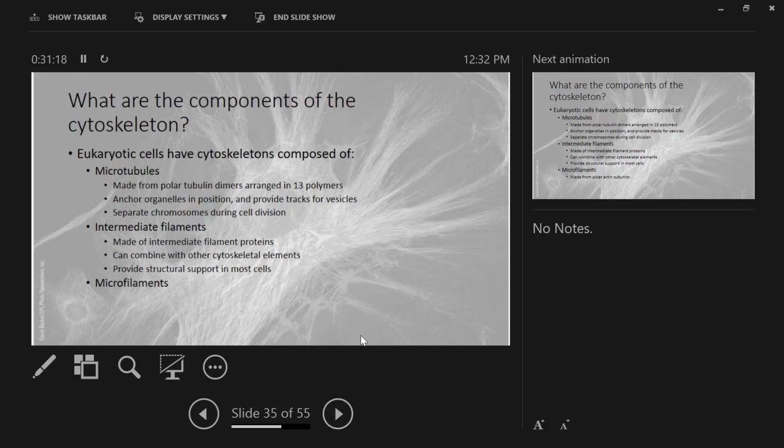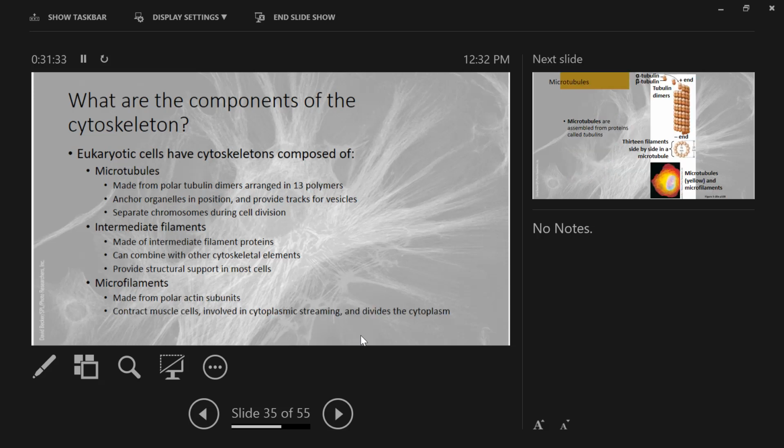And then the last type, microfilaments. These, like microtubules, are made from a single protein type. They're made of actin instead of tubulin. And these function in a number of ways. They contract muscle cells. They're involved in moving a cell using what are called pseudopodia, and that's called cytoplasmic streaming, and then also functioning to divide the cytoplasm when cells divide.